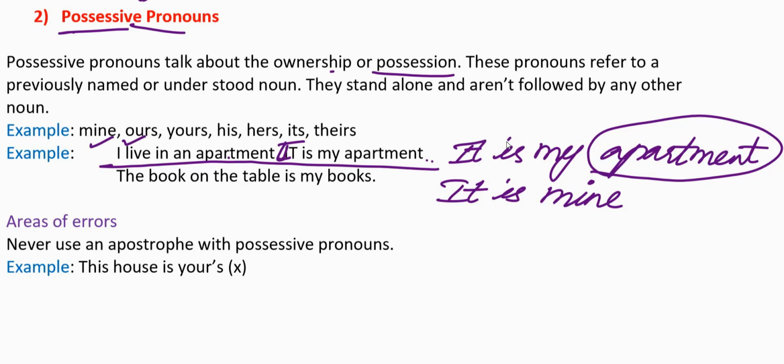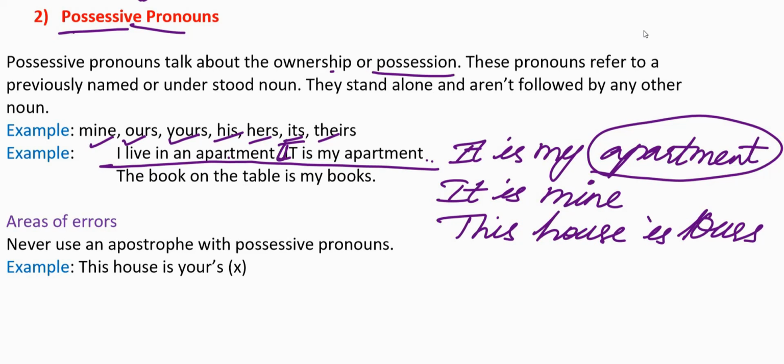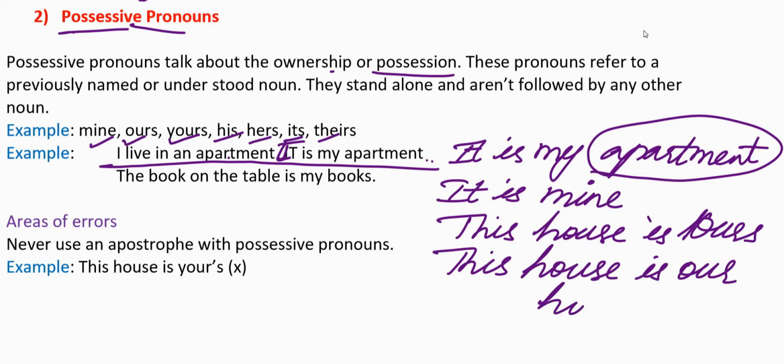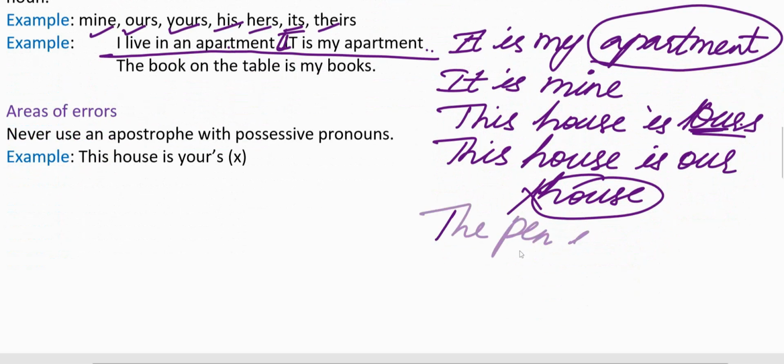These are all the examples of possessive pronouns: mine, ours, yours, his, hers, its, theirs. If we write this house is ours, it means that we are the owners of this house. We don't have to write this house is our house. We need not repeat the noun again. What can we use instead of this noun? We can use a possessive pronoun, ours. This house is ours. Similarly, the pen is hers, and we need not write the pen is her pen. It becomes unnecessary and unwanted.